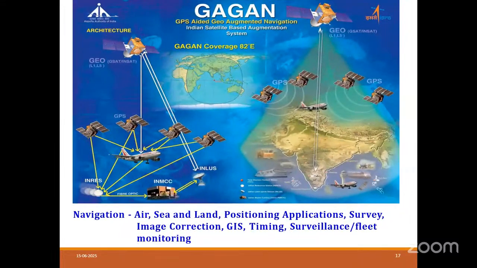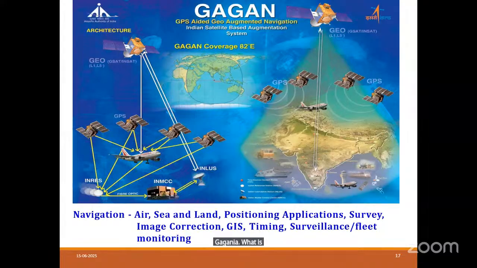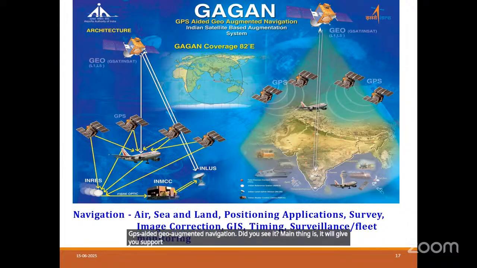Gaganyaan. All of you know Gaganyaan. We came to know about it through the media, the newspaper. What is the meaning of Gaganyaan? Gaganyaan is a GPS aided geo augmented navigation. The main thing is it will give support for the Indian government. Then we can send people to space so that we can study about it.